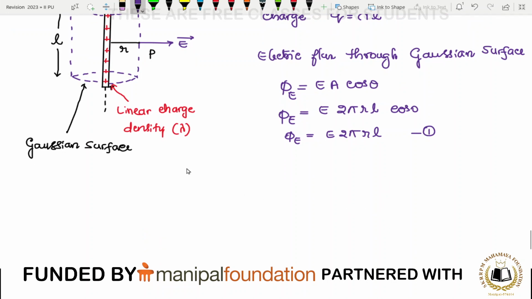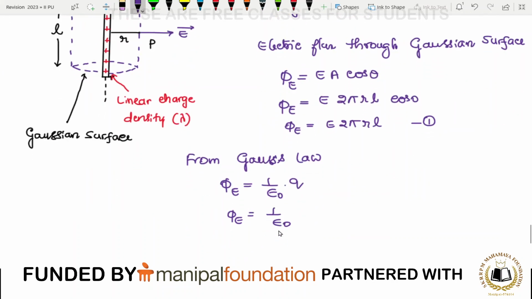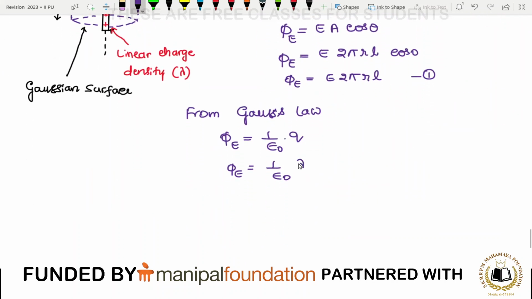Now from Gauss law, the same electric flux you have to calculate. From Gauss law we'll calculate. So what is the formula? Phi E equals 1 by epsilon naught times Q. It's Gauss law. Now what is that Q term? Phi E equals 1 by epsilon naught times Q, and we got Q as lambda into L, which we write here. Phi E equals lambda L by epsilon naught, equation number 2.